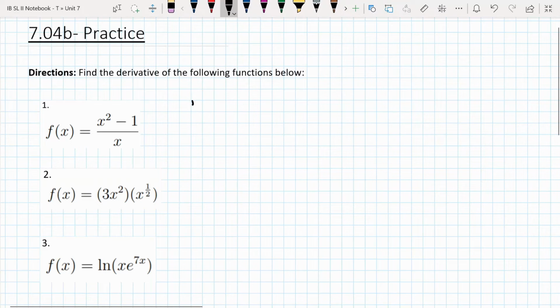So the first one, the easiest way I think to approach this is to rewrite it first. You could try to approach it with the quotient rule, but if you can avoid using the quotient rule, definitely try to do that, because it's a little messy and there's a lot of terms you have to deal with. So for the first question, we split this up into two terms, where we have x squared over x minus 1 over x.